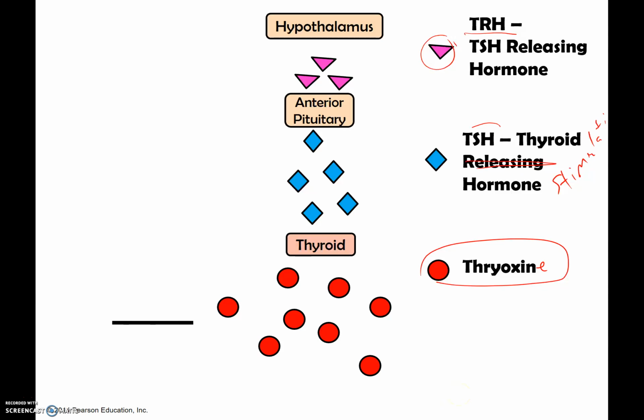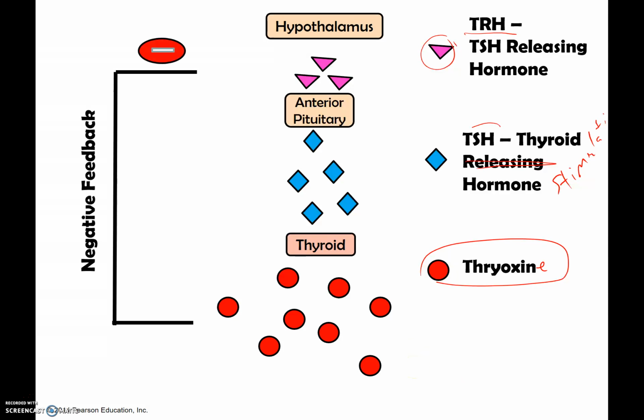So what happens is when thyroxine levels get so high, it actually feeds back and inhibits the hypothalamus from releasing TRH. So the hypothalamus will actually slow its release of TRH, which then in turn slows and lowers the amount of TSH, and then the thyroid hormone gets used up within the body and its numbers lower.